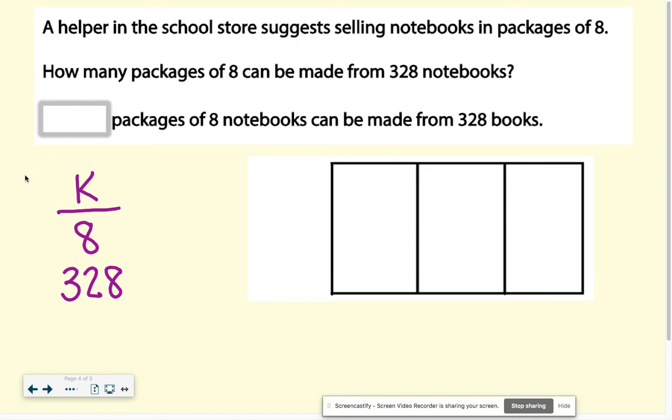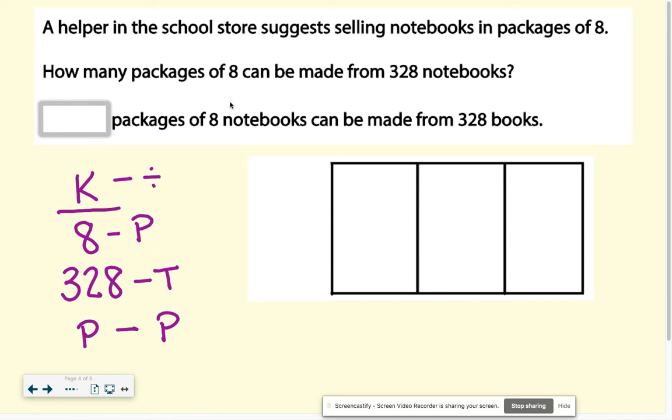The helper in the school store suggests selling notebooks in packages of 8. How many packages of 8 can be made from 328 notebooks? Well, 328 is the total amount of notebooks we have. 8 is a part. And we're trying to find for a variable of packages. So I'm going to use P for packages, and that's a part. Because I have a total, I know that I am either subtracting or dividing.